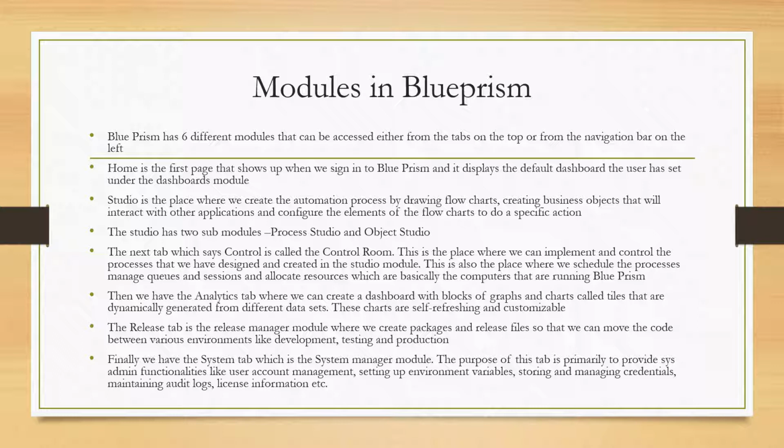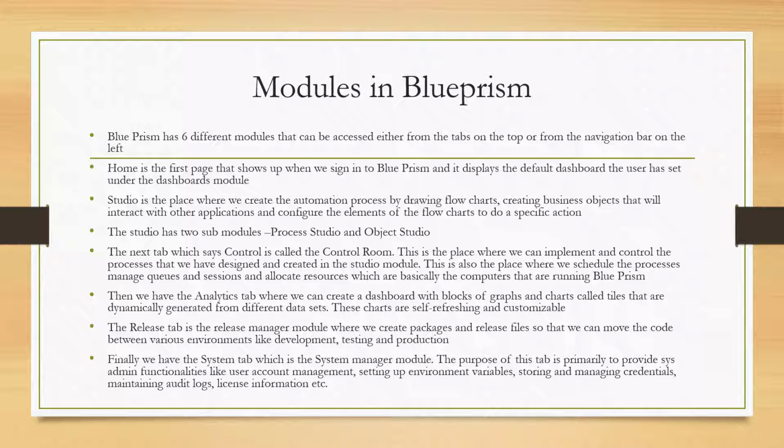The next tab is control, called the control room. This is the place where we can implement and control the processes that we have designed and created in the studio module. This is also the place where we schedule processes, manage queues and sessions, and allocate resources, which are basically the computers running Blue Prism. Then we have the analytics tab, where we can create dashboards with blocks of graphs and charts called tiles that are dynamically generated from different datasets. These charts are self-refreshing and customizable. And then the release tab is the release manager module, where we can create packages and release files so that we can move the code between various environments: development, testing, and production.